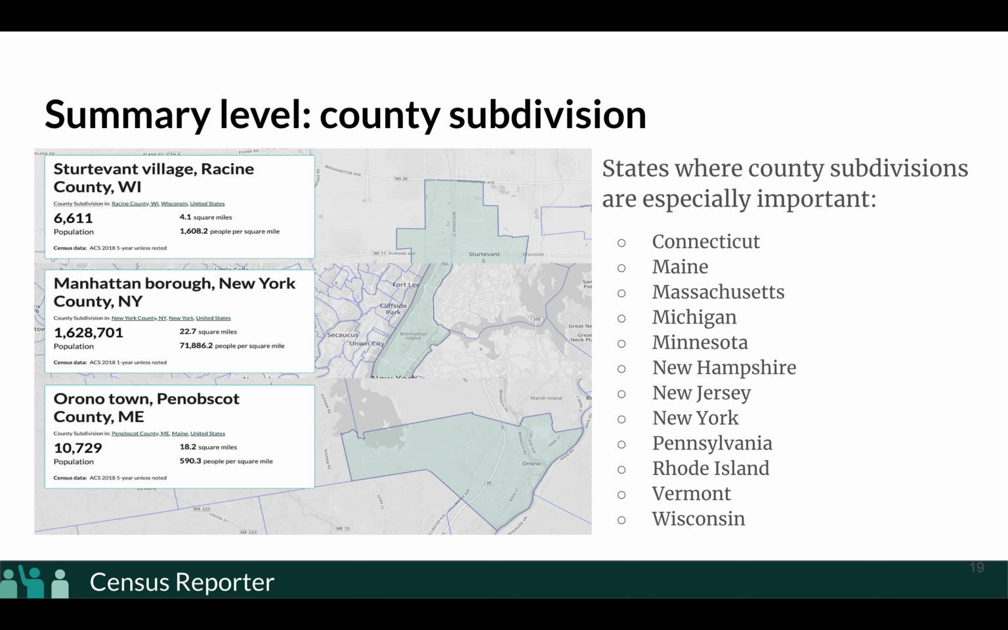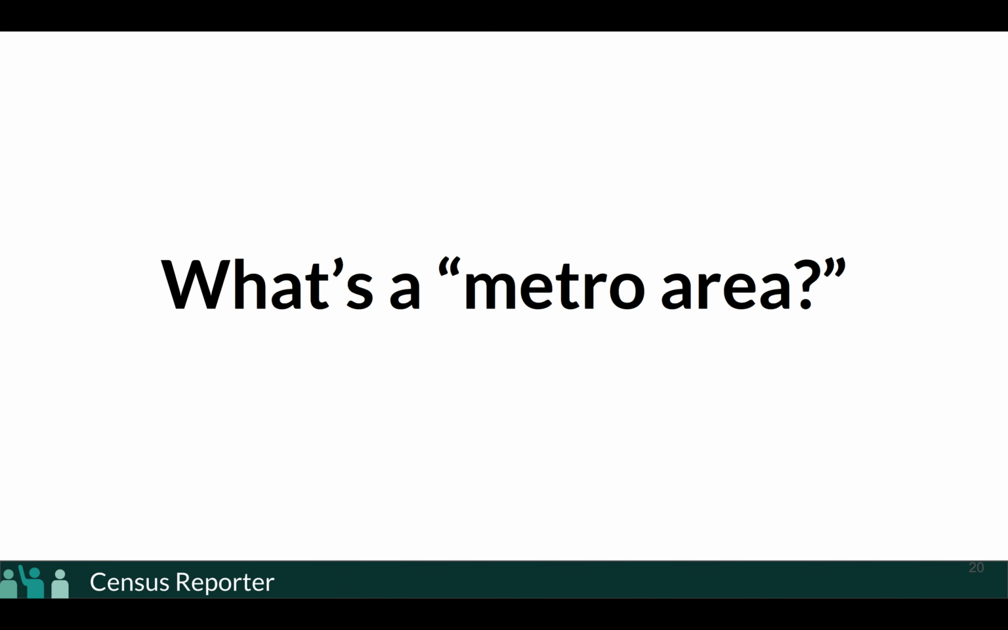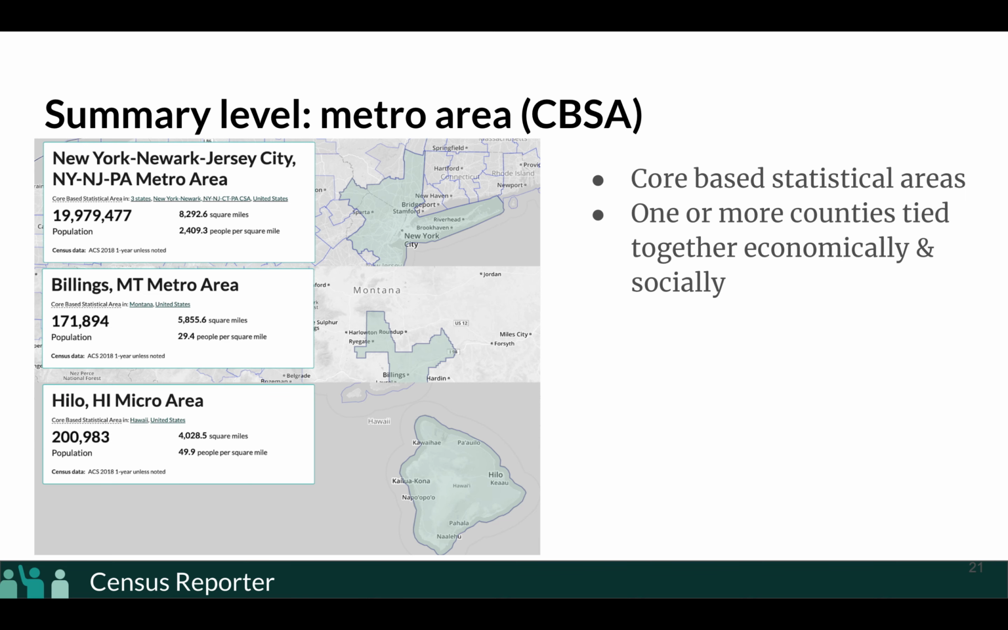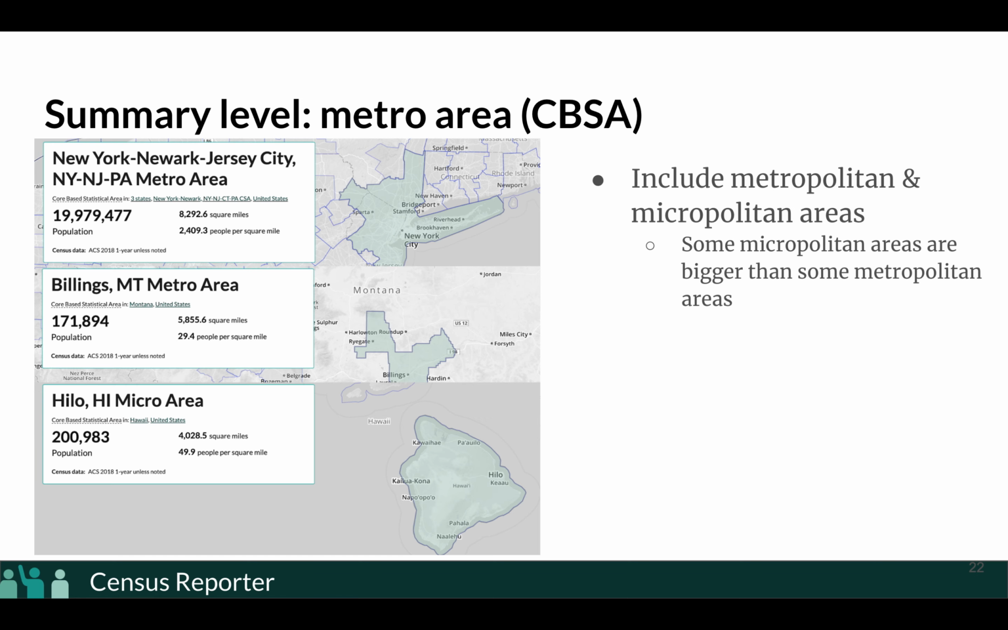In some cases, you may find after searching places or county subdivisions that it might actually be better to compare metro areas. The Census Bureau calls them core-based statistical areas, but we label them as metro areas on Census Reporter. These areas are defined as one or more counties that are closely tied together economically and socially. CBSAs include both metropolitan and micropolitan areas. We won't worry about the technical difference, but it is worth knowing that some micropolitan areas, like Hilo, Hawaii, which you can see on the screen, are bigger than some metropolitan areas, like Billings, Montana.